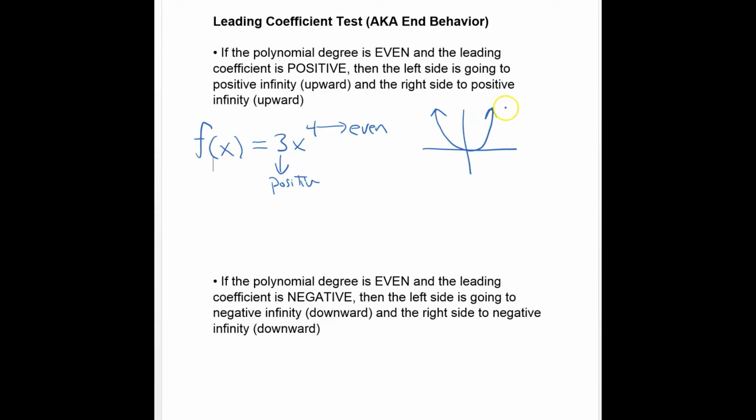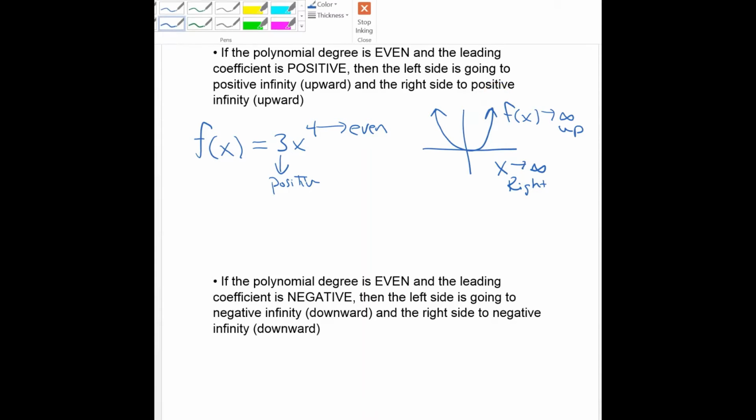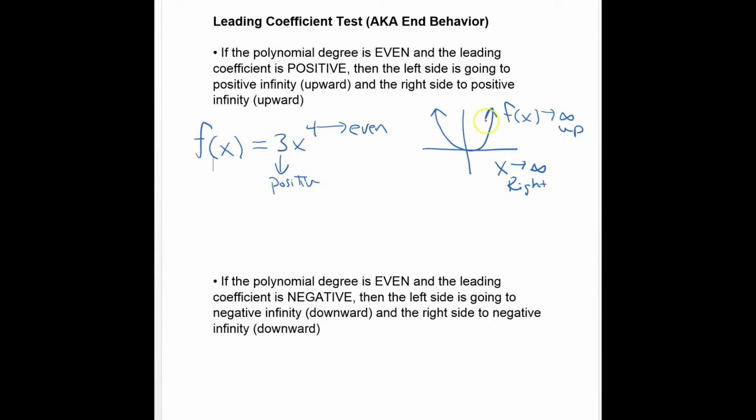What I want you to see is as x goes to positive infinity, that means to the right, then what's f of x doing? F of x is the y value. It's going also to positive infinity, which is the same as going upward. So look, as x goes to the right, f of x is going up. And so the part of the graph that I'm talking about is this part right here. That's going to the right and up.